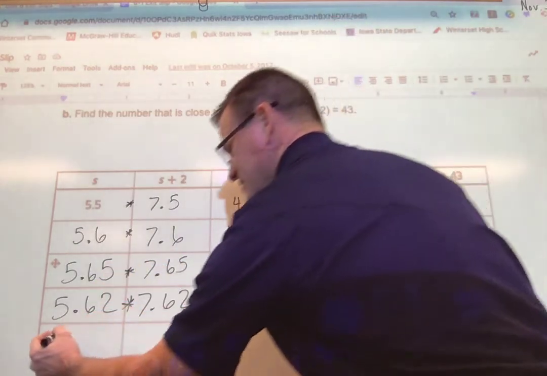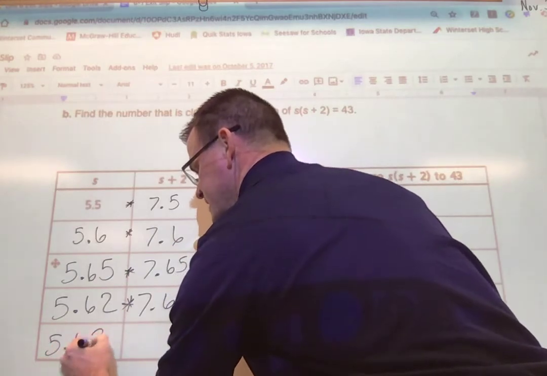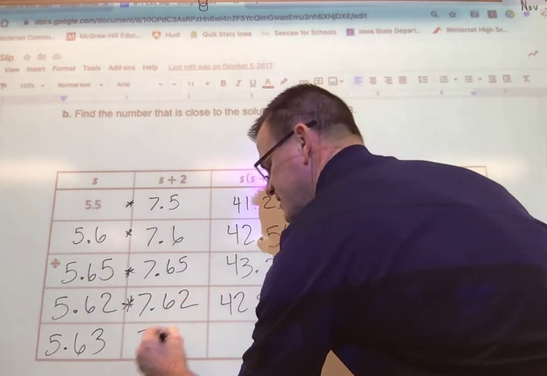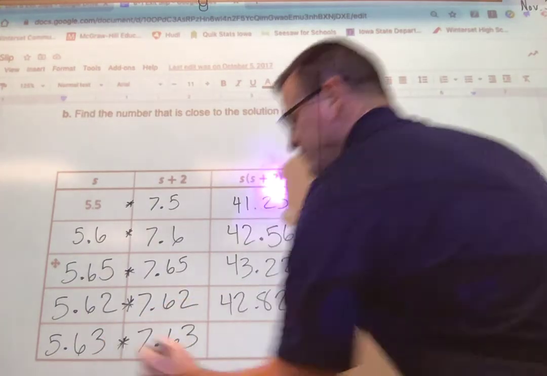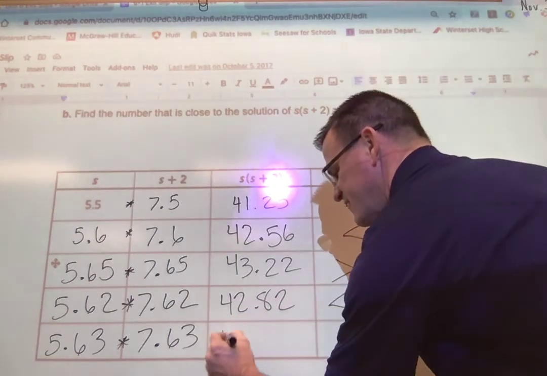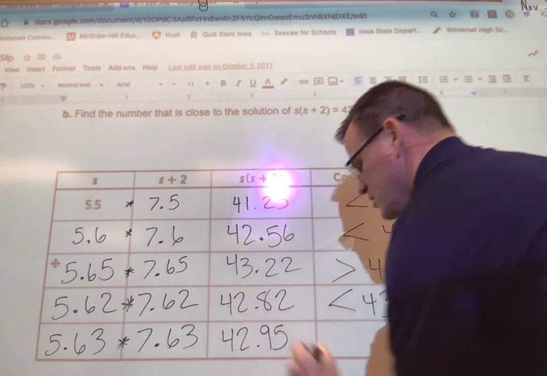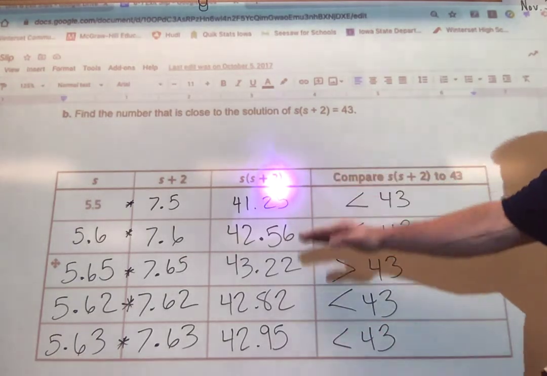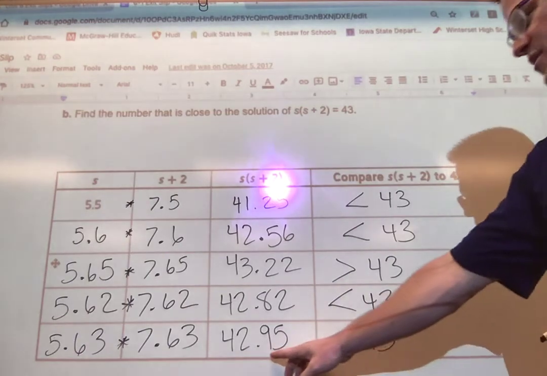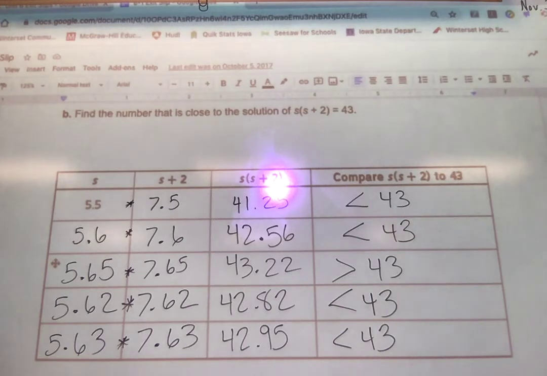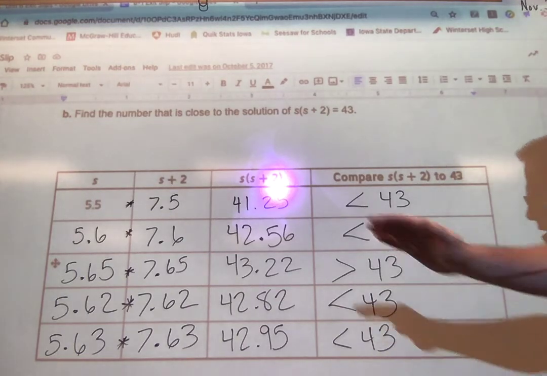5.65 was too big, so let's try 5.63, since 5.62 was too small. If I add 2, I'll get 7.63. And if I multiply those two together, following my equation here, I'll get 42.95, which is still less than 43. But notice how I've got progressively closer. At 42.95, I'm only 5/100 away. I could keep going and maybe do 5.633 or something close to that, and we could keep guessing forever.